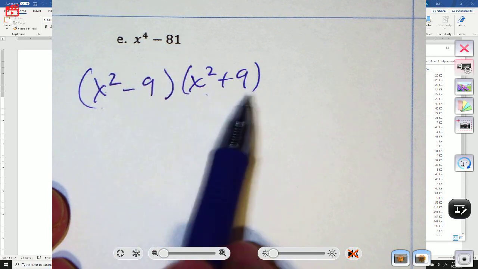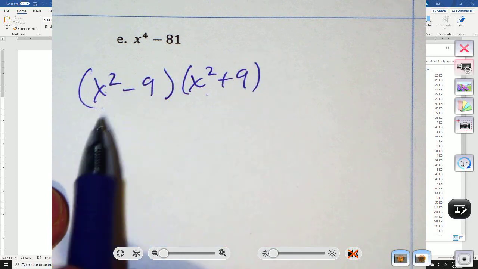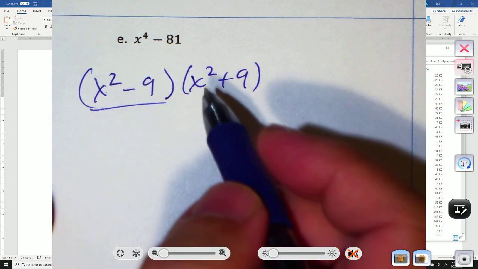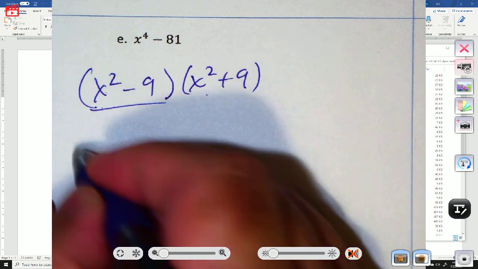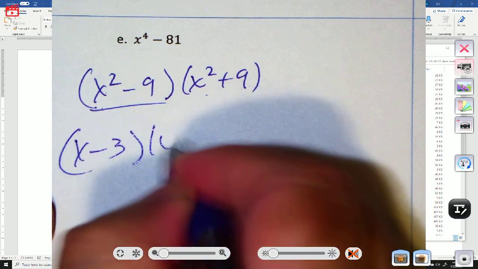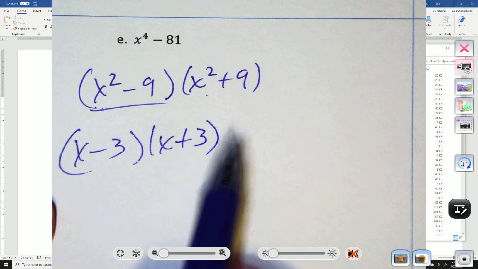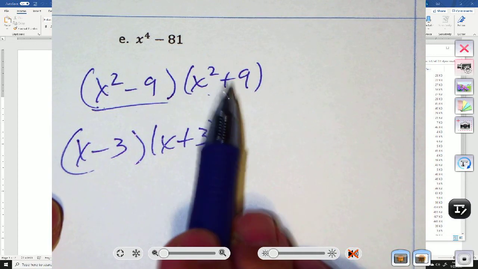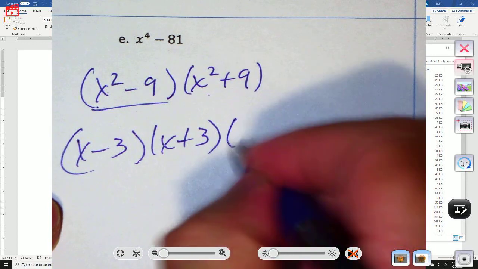But I got bad news. This can be factored further. x squared minus 9 is a difference of two squares again. So it's x minus 3 and x plus 3. But recall, if I have a plus sign, it cannot be factored. So that one's not factorable. So that's it.